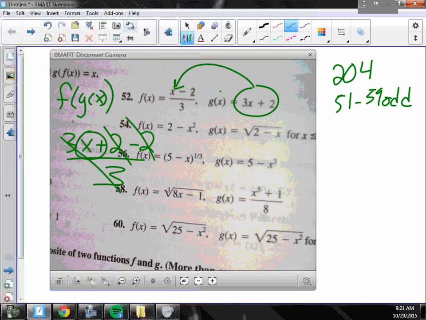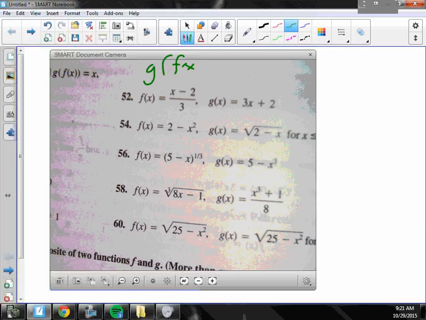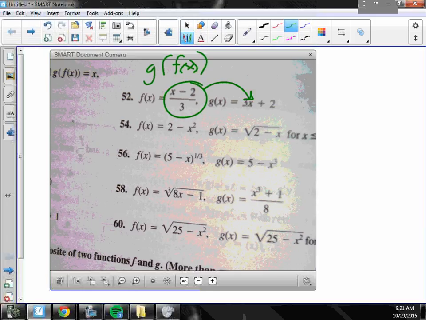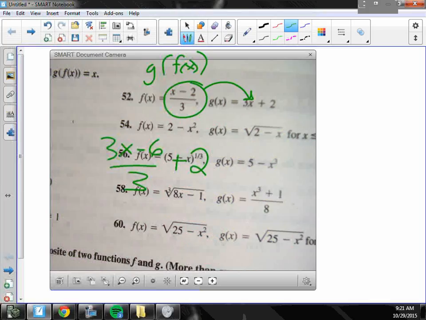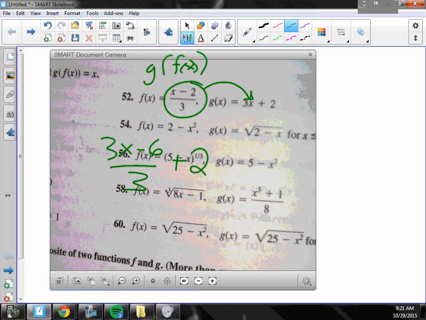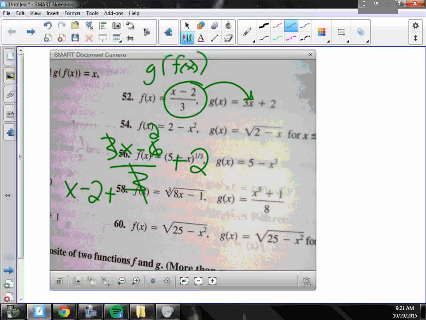So the other way, g of f of x, I'm going to stick this stuff in here. So 3x minus 6 over 3 plus 2. Okay, can I pull anything out of the top of the first fraction? A 3. So essentially, I can get rid of this 3 and that 3 and turn that into a 2. And I'm left with x minus 2 plus 2, and that turns into x. Okay?